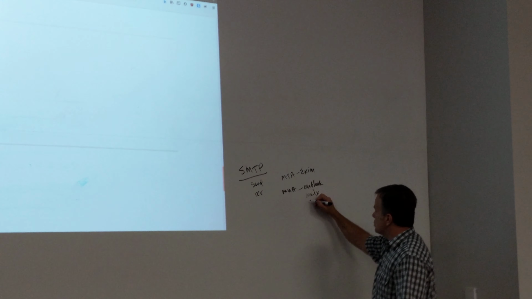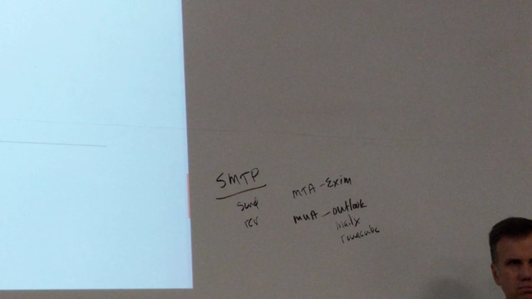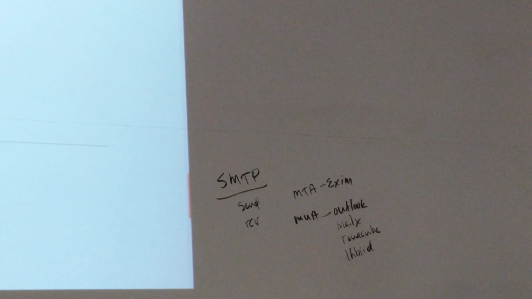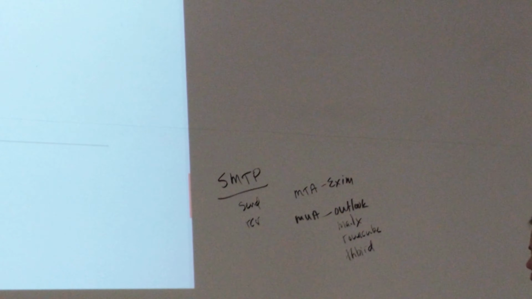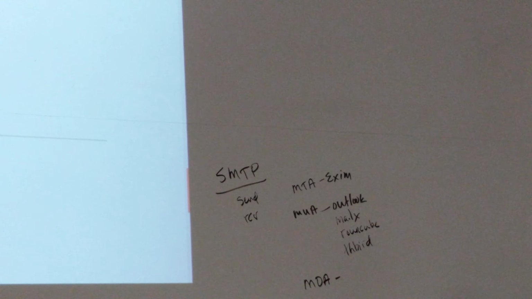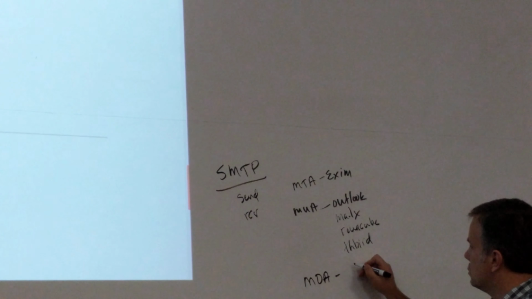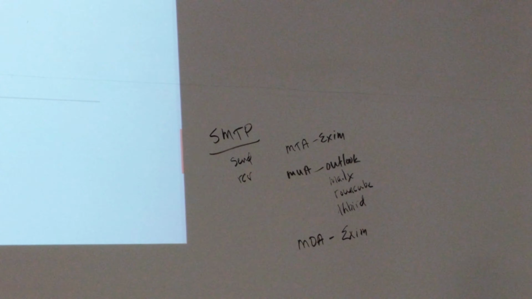Roundcube is over here. Thunderbird. Yeah. Did we do that one? Yeah. T-Bird and Evolution, those sorts of things. What other components were there? MUA, MTA. I think we had an MDA. What did that one stand for? Delivery agent. What was the example of that? Exim was a combination MTA, MDA.